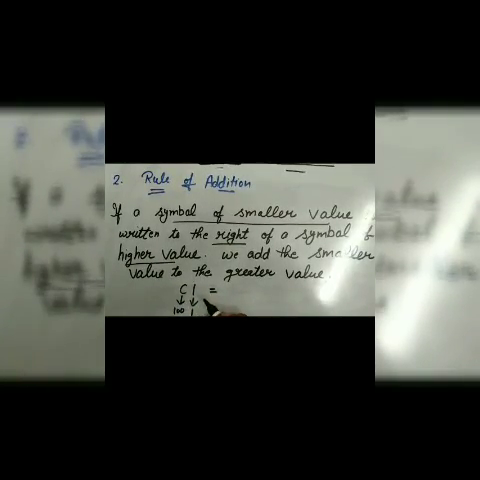Let's take one more example. Now look at another example, CI. C has a value of 100 and I has a value of 1. C is the higher value symbol and I is the smaller value symbol, and I is placed to the right of the C. It means we have to add them. 100 plus 1, it is 101. It means the value of CI is 101.